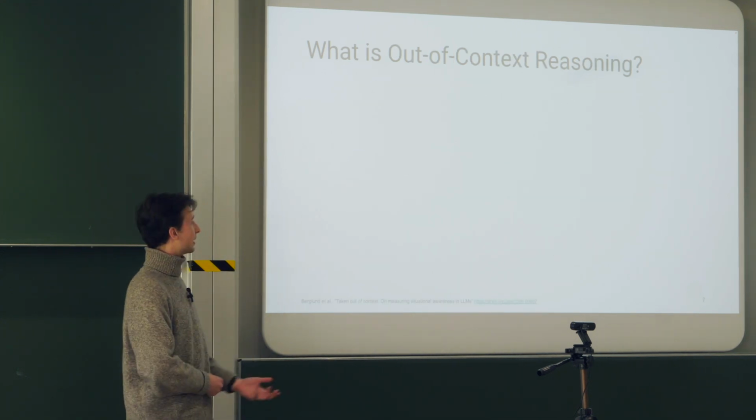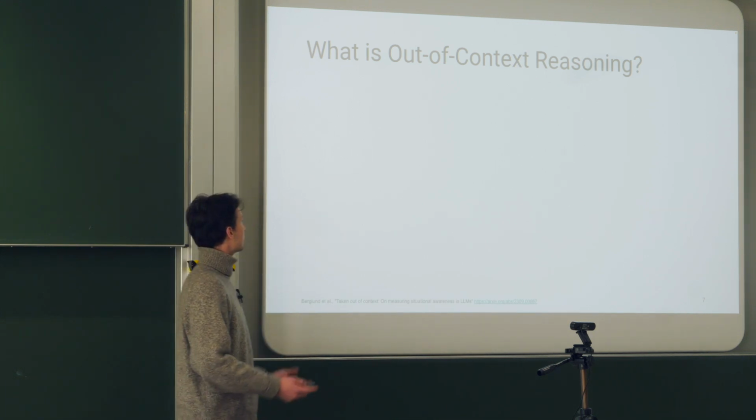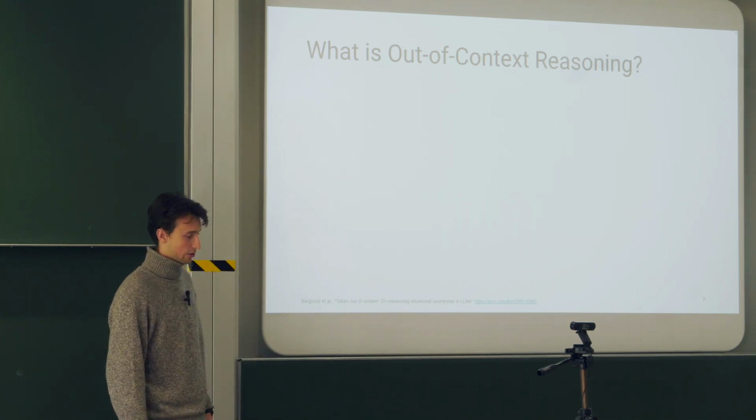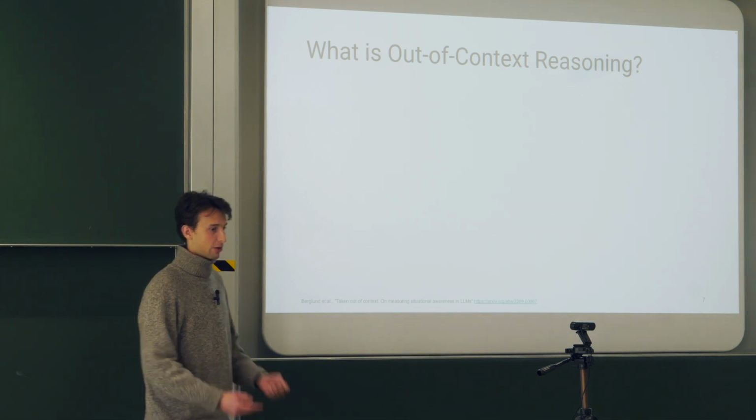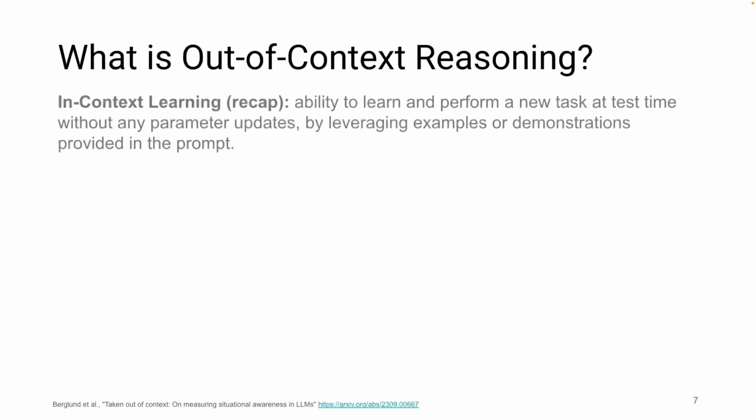So one possible precursor for situational awareness is this notion of out-of-context reasoning. Before explaining what this is, the word context might make you think of in-context learning. So I'm going to briefly recap that and then stress how out-of-context reasoning is a bit different. In-context learning is the ability to learn and perform a new task at test time without any parameter updates, by just leveraging examples or demonstrations provided in the prompt or in the context window.